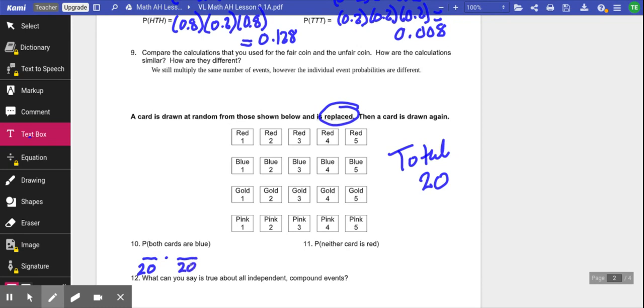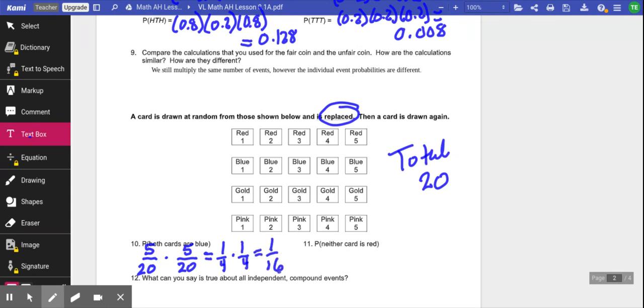Then I have to count how many blue cards there are. So when I look up there, there are 5 blue cards. So I'm taking a blue card out. I have 5 chances to get a blue card out of 20. I replace it. So the next time I still have 5 chances to get it done. I like to reduce. That's 1/4 times 1/4, which gets me 1/16.